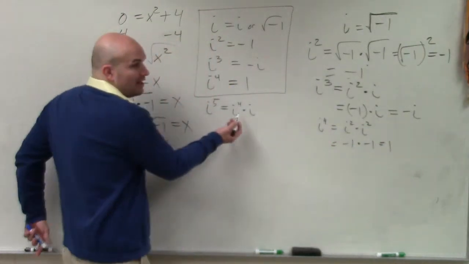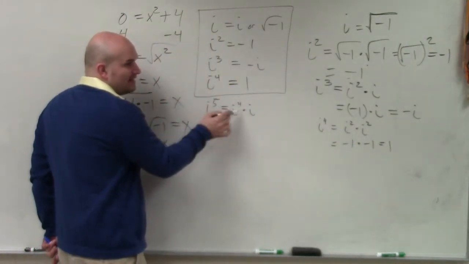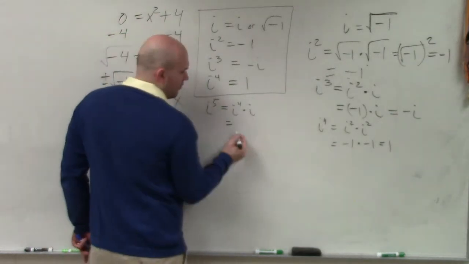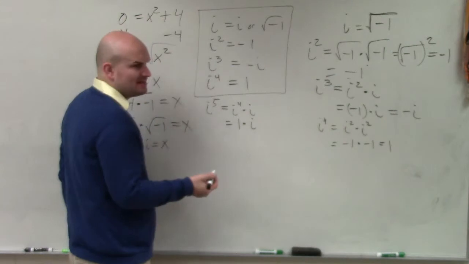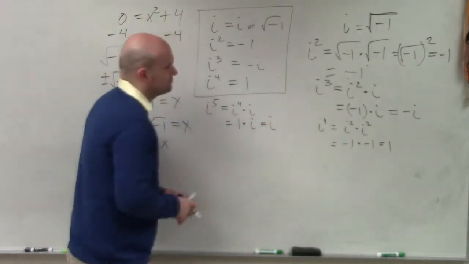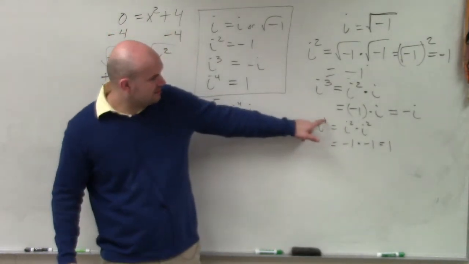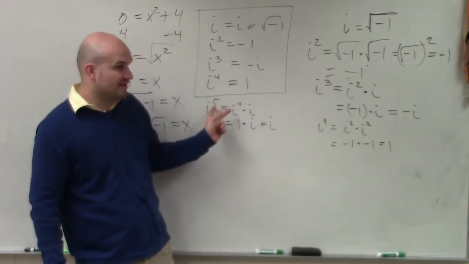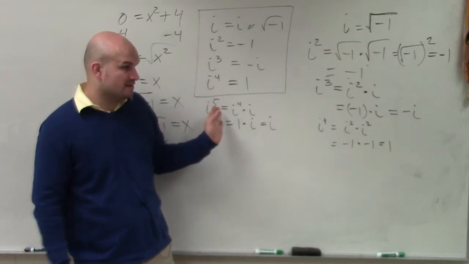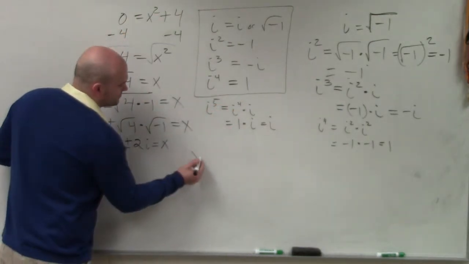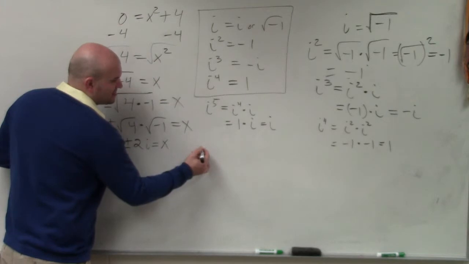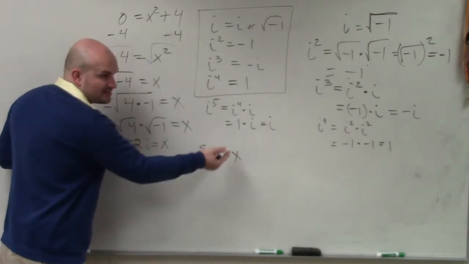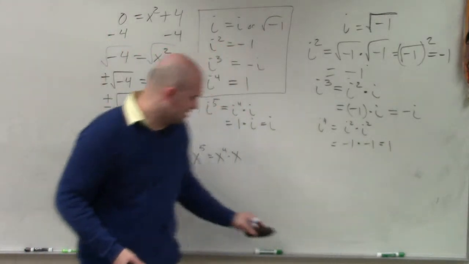OK? So in this one, i to the fifth would be really i to the fourth times i. Well, what's i to the fourth? 1. 1 times i. What's 1 times i? I to the fourth is just 1. Think about this. It's just like variables. x to the fifth is equal to x to the fourth times x. That'd be x to the fifth. You agree? So it's just like using variables.